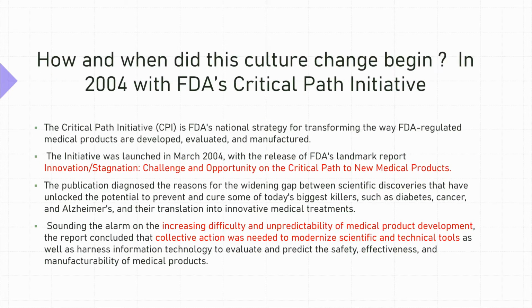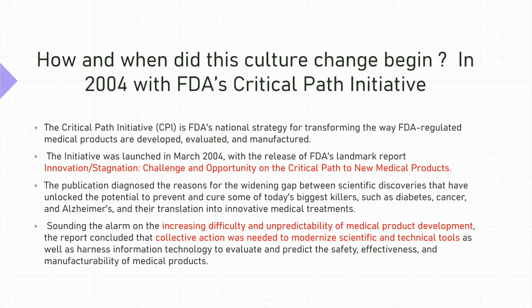So how and when did this change in culture begin? Actually, it began in 2004 with FDA's Critical Path Initiative. That was FDA's national strategy for transforming the way FDA regulated medical products are developed, evaluated, and manufactured. The initiative was launched in March of 2004 with the release of FDA's landmark report, Innovation or Stagnation: Challenge and Opportunity on the Critical Path to New Medical Products.